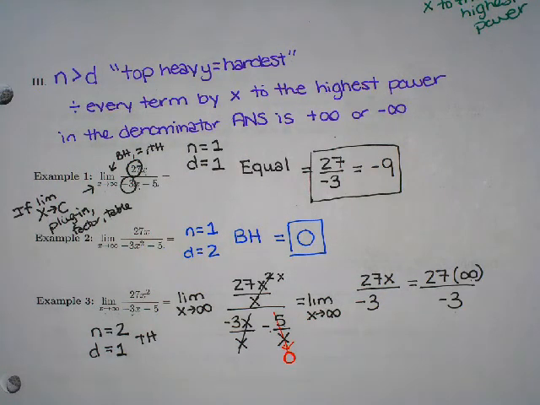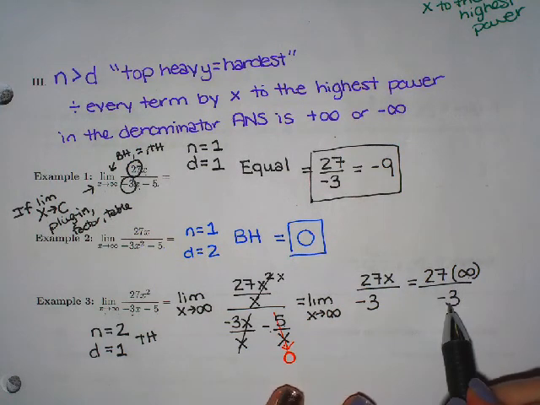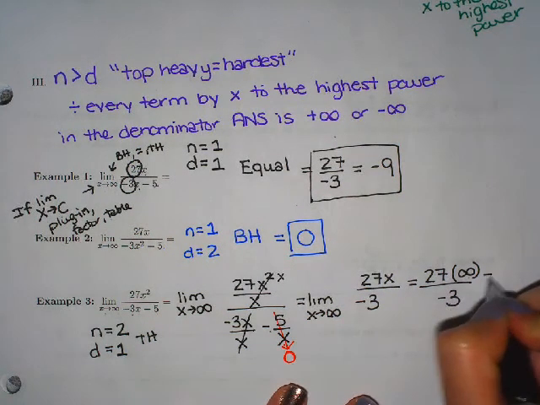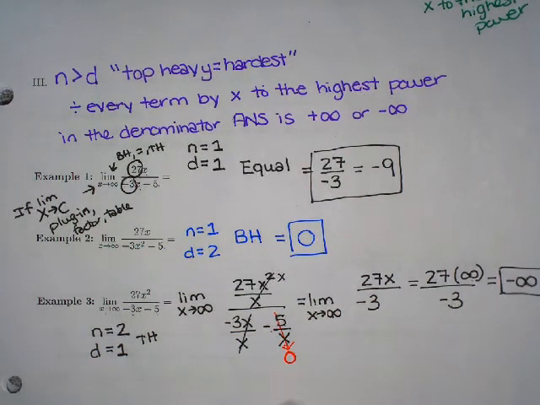So it's not really whether you're at infinity still or not. It's are you at positive infinity or negative infinity now. So 27 times infinity is infinity. Divided by negative 3, positive divided by a negative is going to make it negative infinity for our final answer.